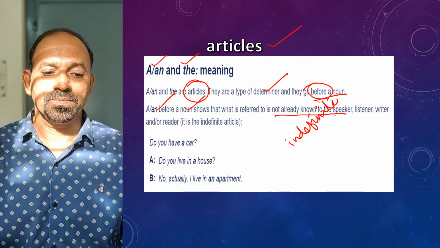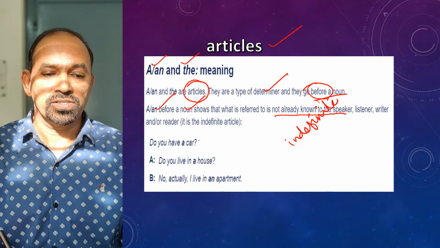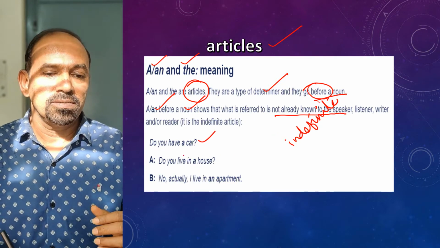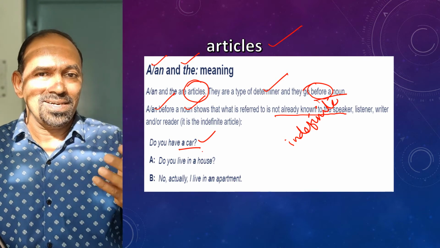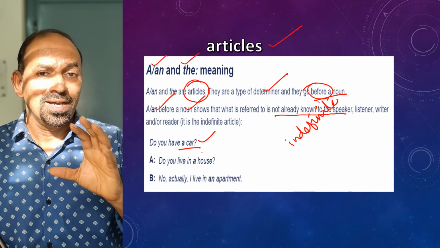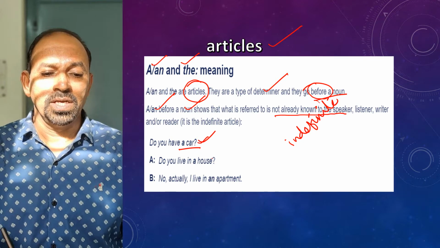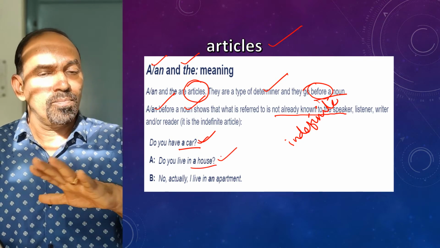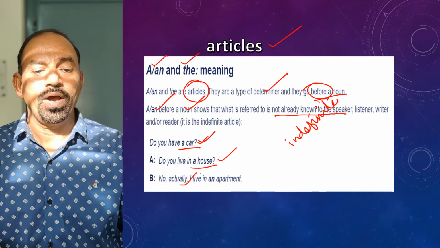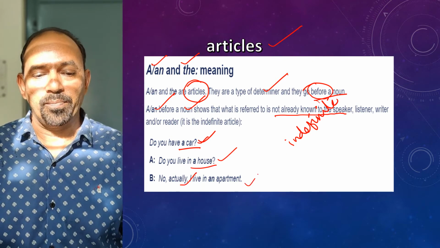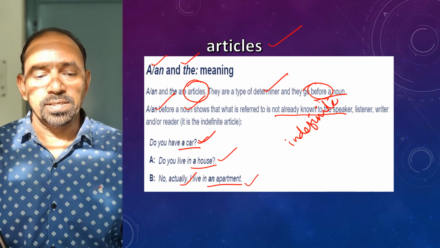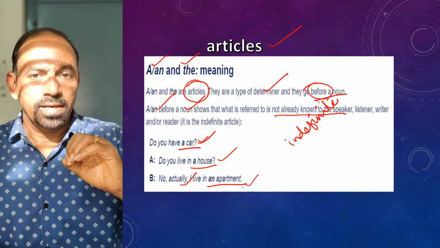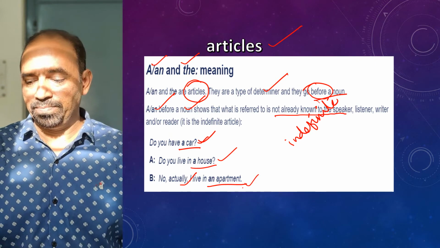Look at these two sentences. Do you have a car? Here a car means not a particular car, but a car in general. Do you live in a house? A house here means not a particular house but a house in general. No, actually I live in an apartment. An apartment is also not a particular apartment but an apartment in general.